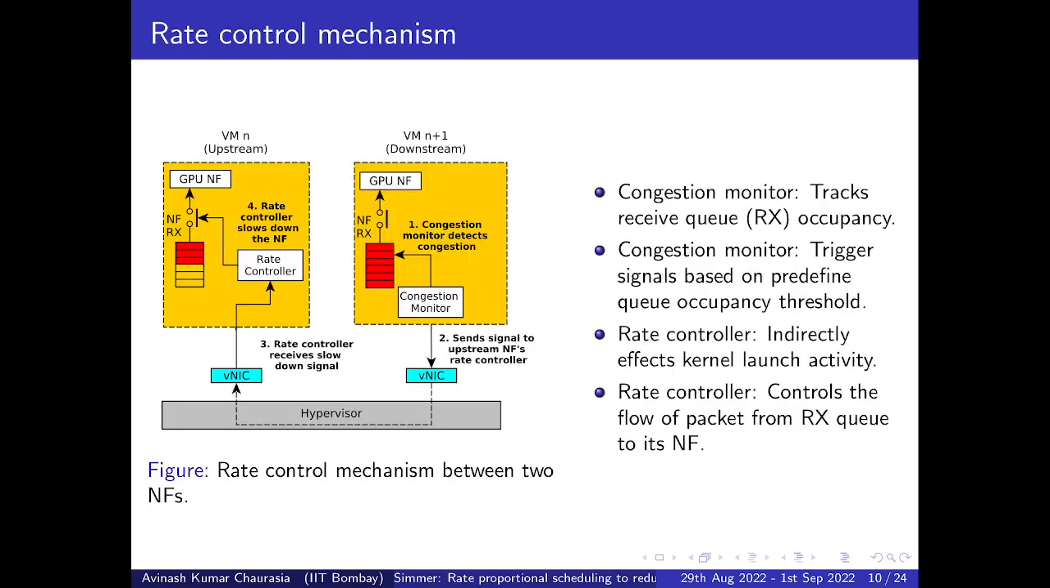The rate controller controls the packet flow between the RX queue and the network function. It indirectly affects the kernel launch activity by controlling the packet flow between the RX queue and the NF. When the rate controller receives a slowdown signal from a downstream NF, it temporarily cuts the flow of packets from the RX queue to the NF. However, when it receives a fast enough signal, it switches on the flow of packets.